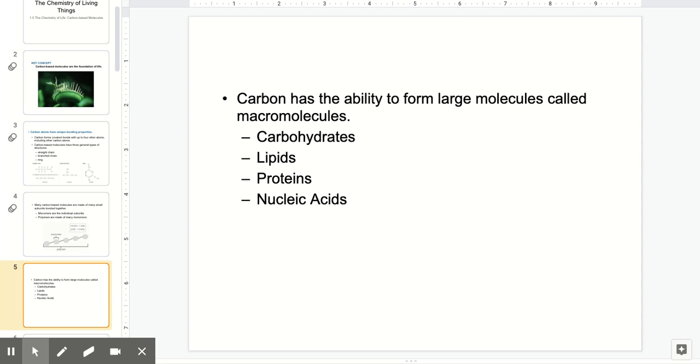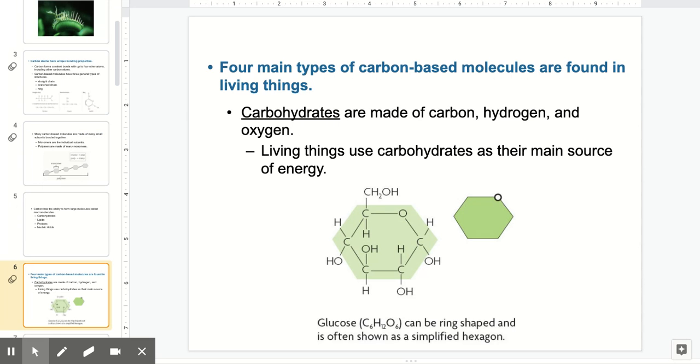And there are four groups of carbon-based molecules or biological macromolecules. We have carbohydrates, lipids, proteins, and nucleic acids. The first group that we're talking about today are carbohydrates. And carbohydrates are made of carbon, hydrogen, and oxygen. And they are the primary source of energy in living things.